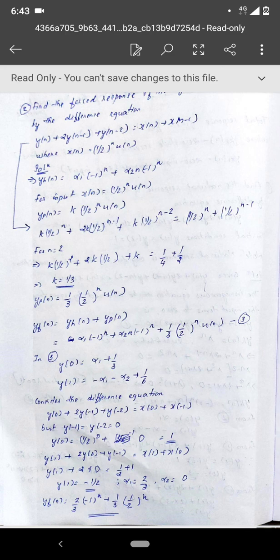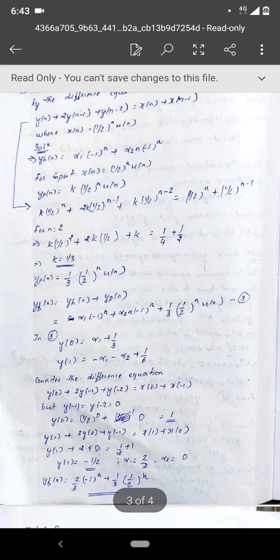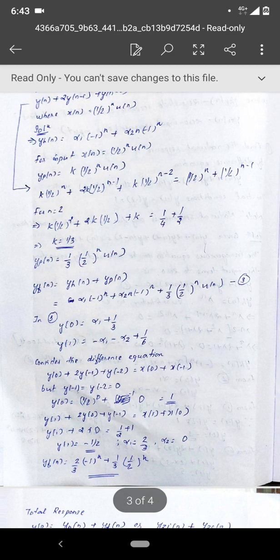And you just try n is equal to 2 in that previous equation. If you do that, you will get k into half square plus 2k half plus k equal to 1 by 4 plus 1 by 2. And from there you can determine that k is equal to minus 1 by 3. So what is the particular solution? You just substitute the value for k. So yp of n is nothing but minus 1 by 3 half raised to n. Sorry, it's not minus 1 by 3, it's simply 1 by 3. That is 1 by 3 half raised to n u of n.